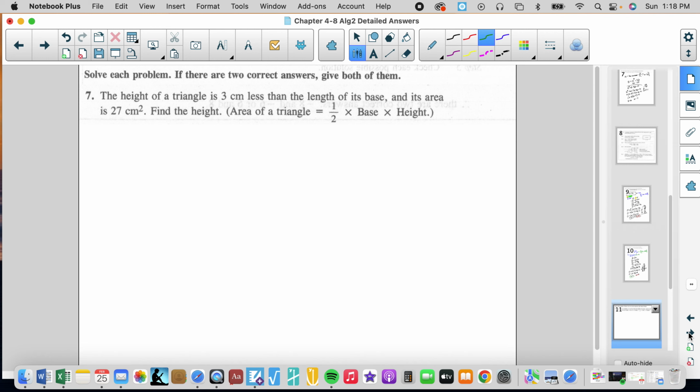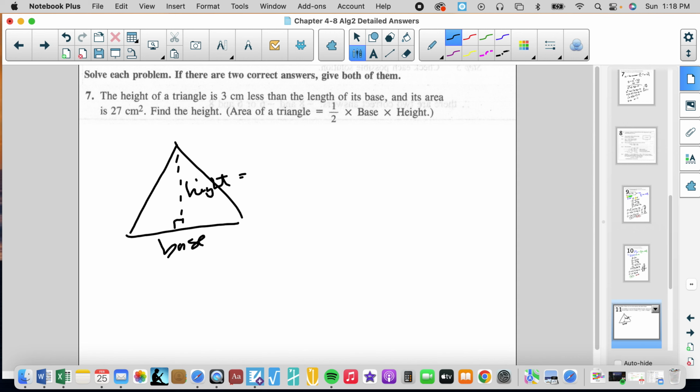The height of a triangle is 3 centimeters less than the length of its base, and its area is 27 centimeters squared. So we have a triangle, and this is the base, this is the height. The height of the triangle is 3 less than the length. So height equals length minus 3, or base. We can do B minus 3. Base equals B. What is the formula for area of a triangle? 1/2 base times height. Area equals 27.